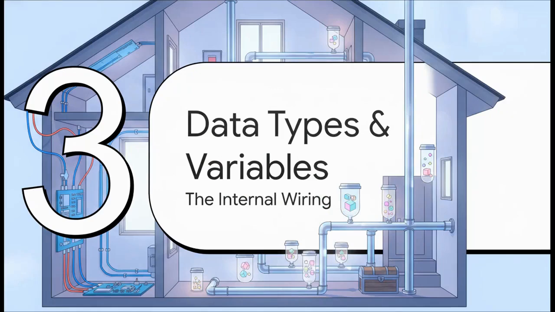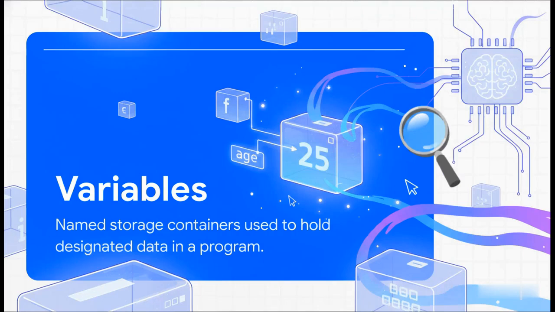Okay, next up is Section 3, data types and variables. To process anything at all, C needs designated memory allocation. You can kind of think of variables as the internal wiring and precise storage containers for our house. When you declare something like int age = 25, you aren't just writing a word. You are actually reserving a very specific block of the computer's memory to hold that exact piece of data.